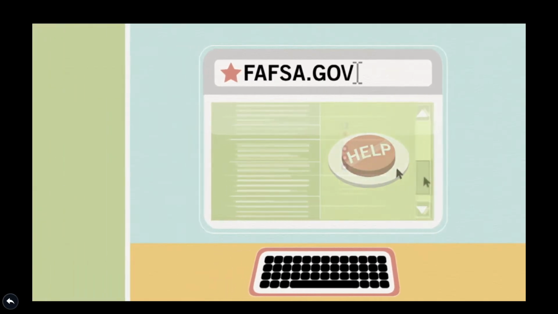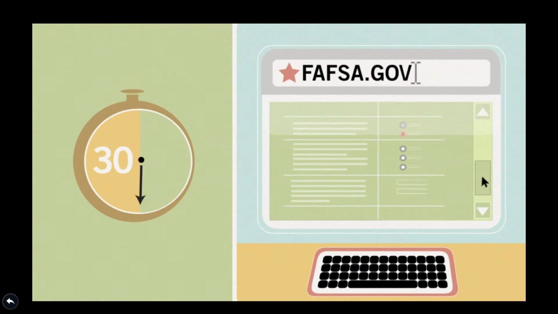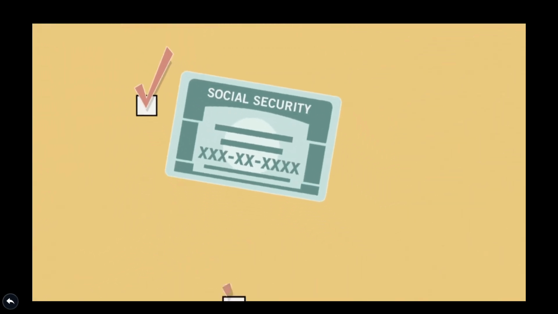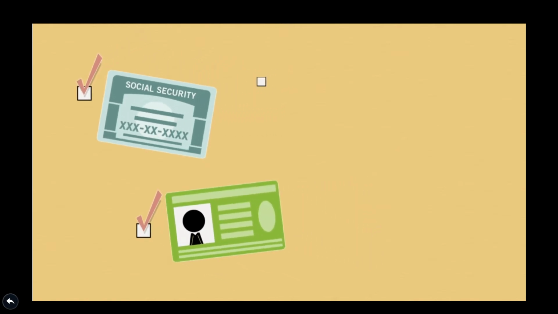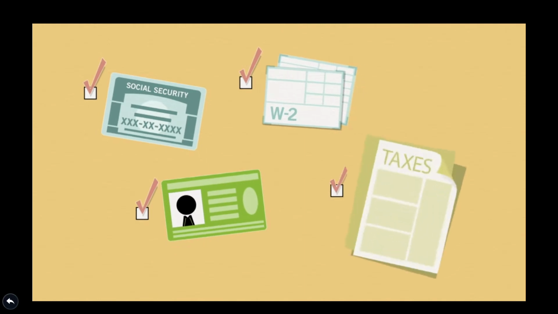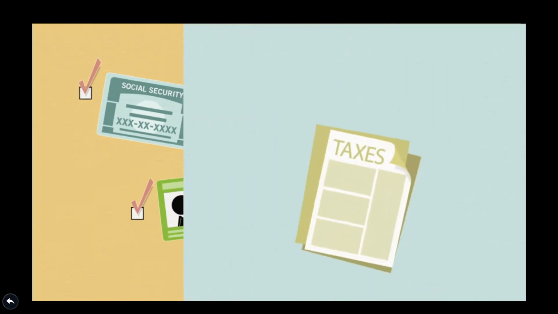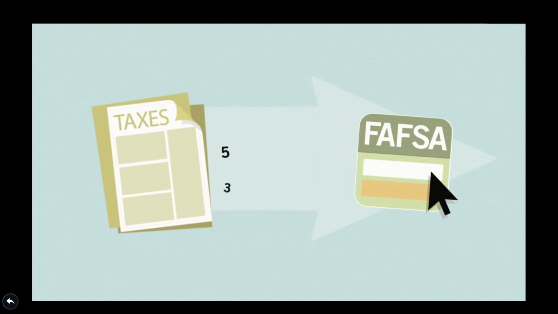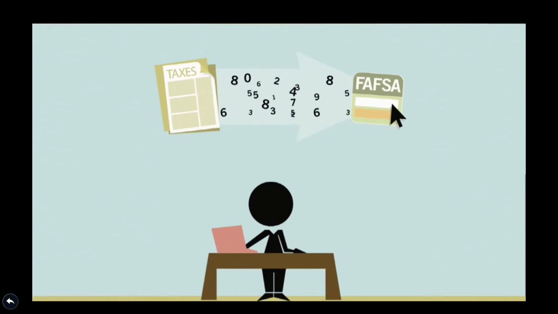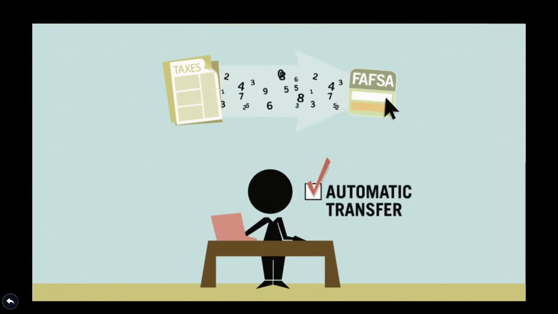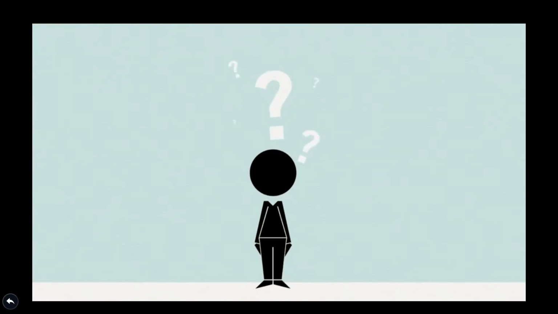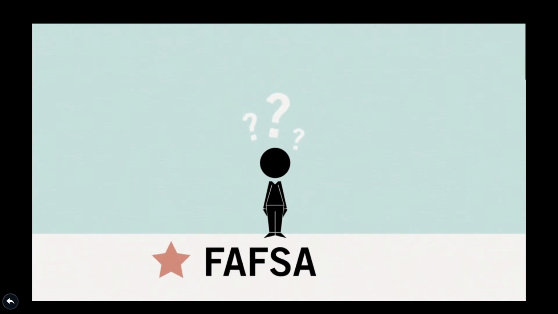It takes most people less than 30 minutes to complete the application. You'll need a few things when you fill it out, so get ready by gathering your Social Security number, your permanent resident card if you have one, any W-2 forms or records of money you earned for the previous year, and your tax records. By the way, a nice time-saving feature of the FAFSA is that many people are eligible to automatically transfer their tax data from the IRS into the FAFSA, so keep an eye out while you're applying in case you're offered that option. If you have any questions about what information to gather, there is a complete list of documents that you will need at FAFSA.gov.